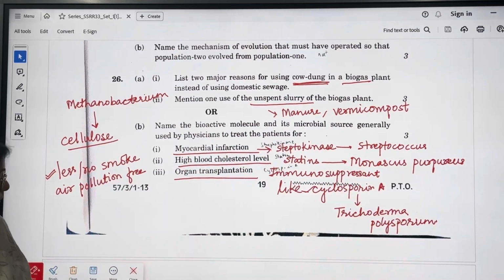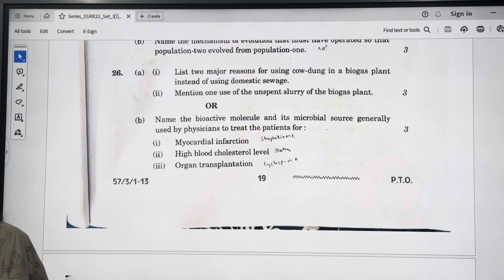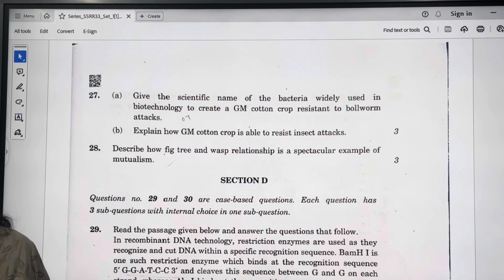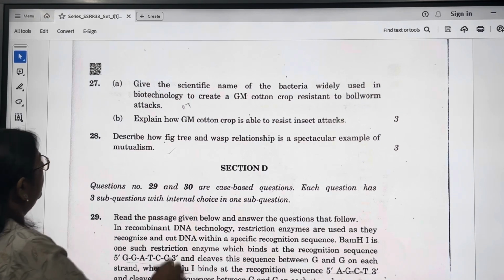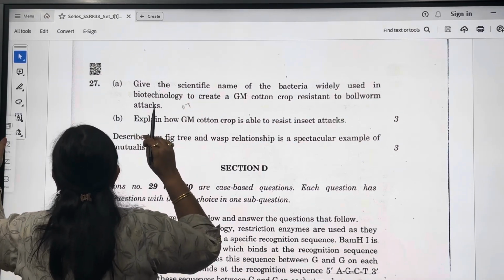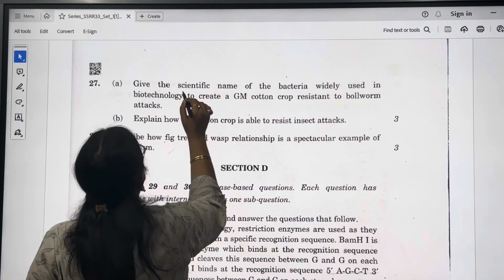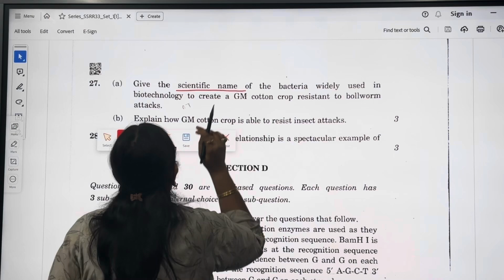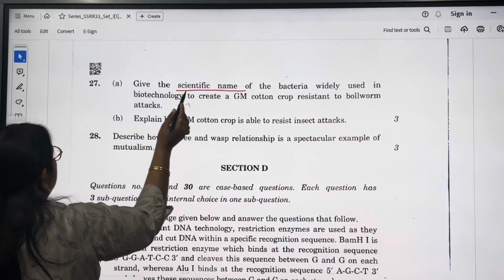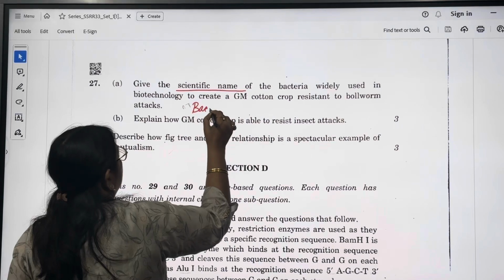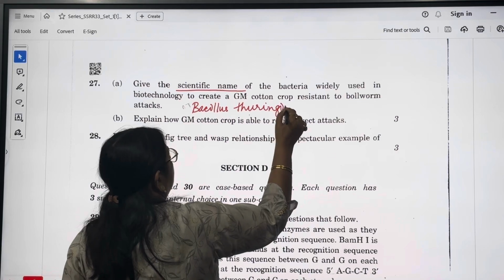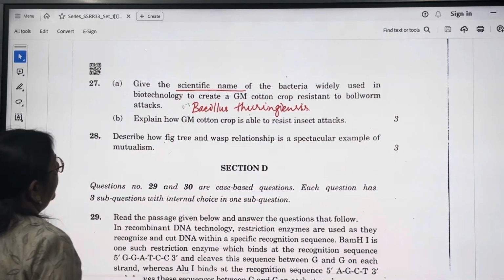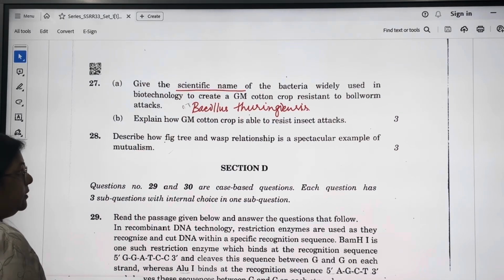So next question. Question number 27. Give the scientific name of the bacteria widely used in biotechnology to create a GM cotton crop resistant to bollworm attacks. The scientific name of the bacteria is Bacillus thuringiensis. And explain how the GM cotton crop is able to resist insect attacks.